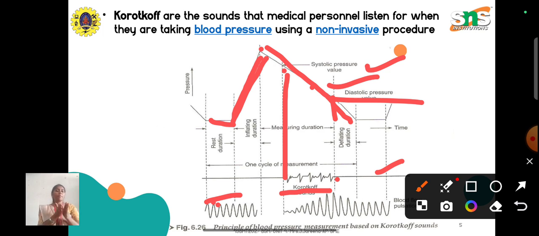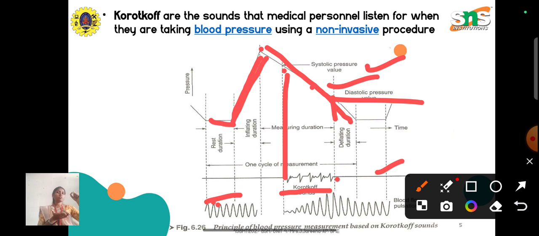And then there is one point, that is the full occlusion. That is where you are giving pressure above 120, right? At that point you will not see any sine wave graph, because there is no blood flow at all.